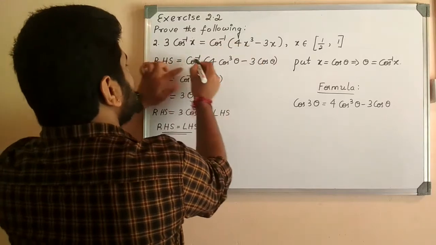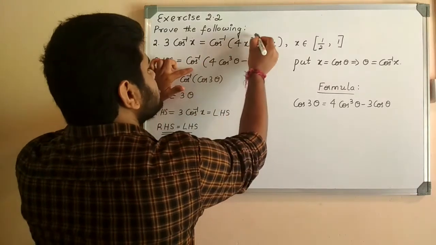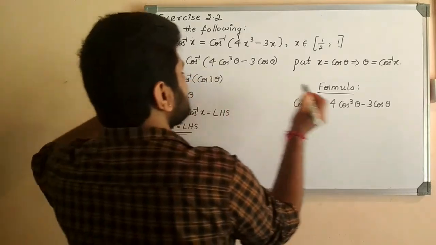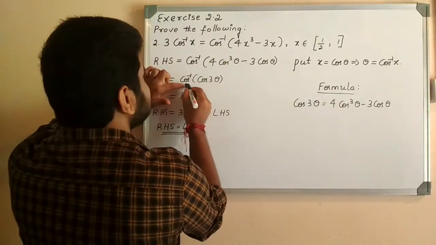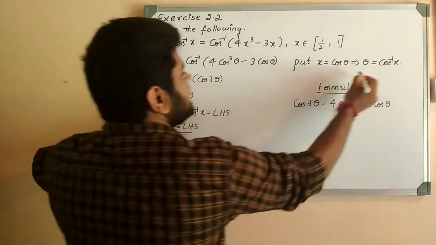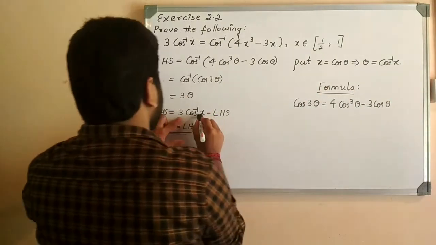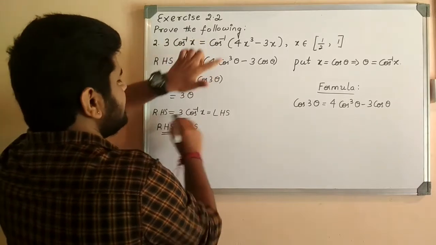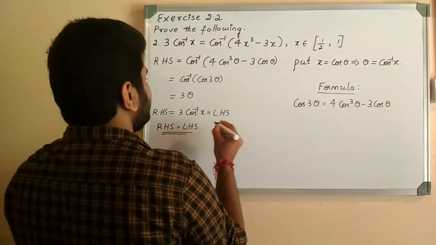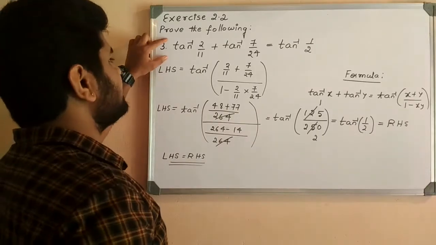Considering RHS, cos inverse of 4 cos cube theta minus 3 cos theta, which is the formula of cos 3 theta. Cos inverse of cos 3 theta, 3 theta, 3 into theta means it is 3 cos inverse x. We considered RHS and we got LHS. So RHS is equal to LHS. So the third question is very simple.